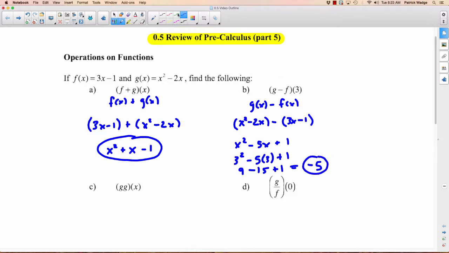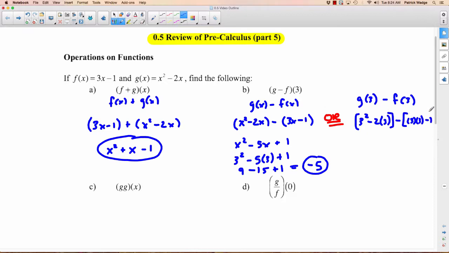Okay, there's also another way to do this. I'm going to put or. The other way you could do this is you could start by doing g of 3 and then take away f of 3. So you could go straight to plugging the input in right away. So g of 3, that means 3 squared minus 2 times 3, and maybe I'll put that in brackets, and then I'm going to minus f of 3, so I'm going to put 3 into f. So that means 3 times 3, and then minus 1.